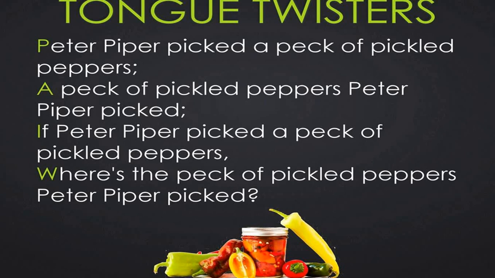At the beginning of our theme, let's repeat the tongue twister. Peter Piper picked a peck of pickled peppers. A peck of pickled peppers Peter Piper picked. If Peter Piper picked a peck of pickled peppers, where is a peck of pickled peppers Peter Piper picked? You will learn by heart this tongue twister.